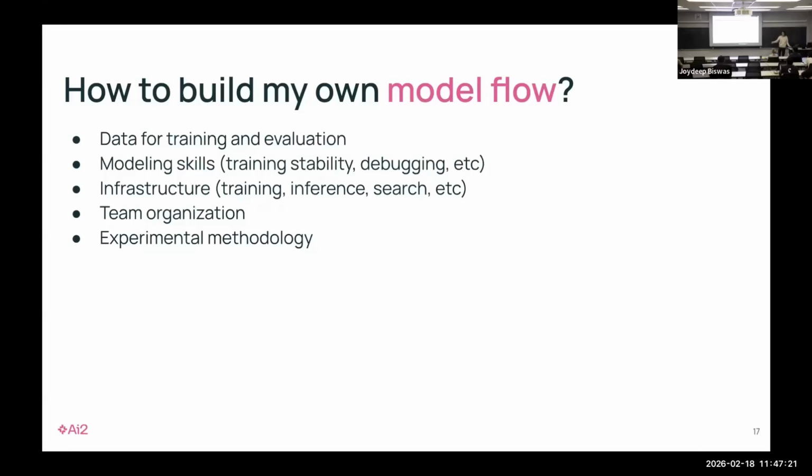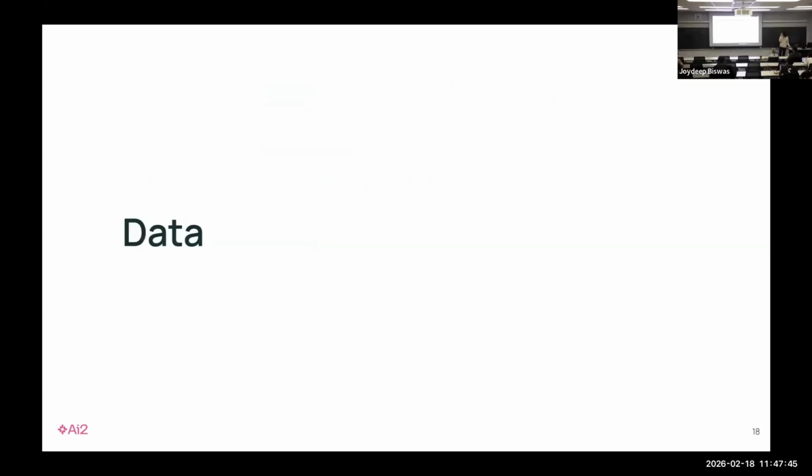You need infrastructure. You're going to need compute, but infrastructure isn't just GPUs for your training. You need inference compute, and if you want to do research agents, you're going to need search, and search is really hard to build infrastructure for. And then there are other things that people don't necessarily talk about, like team organization. How do you build teams of people, and how do you experiment reliably so that you always know you're making progress? I'll talk a little bit about each.